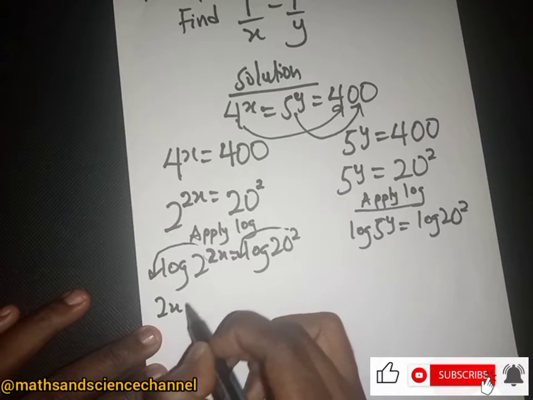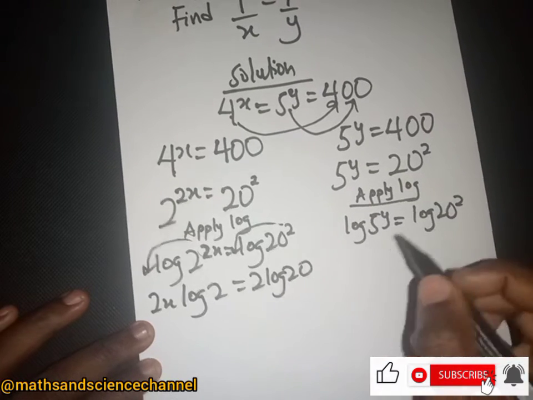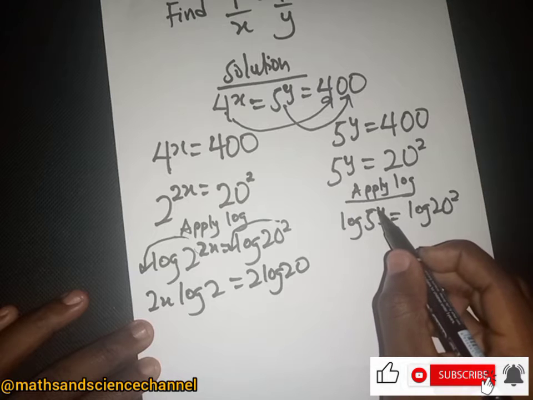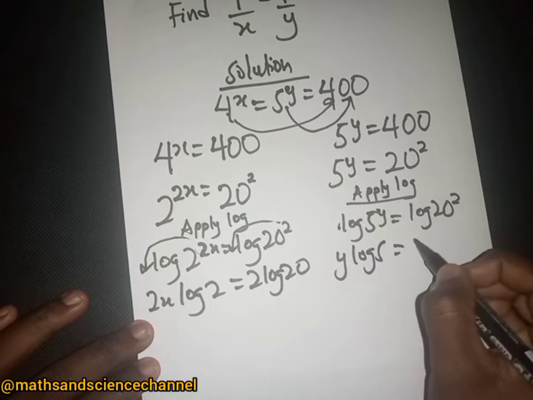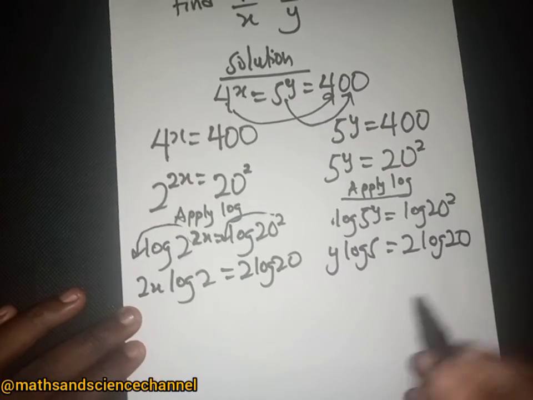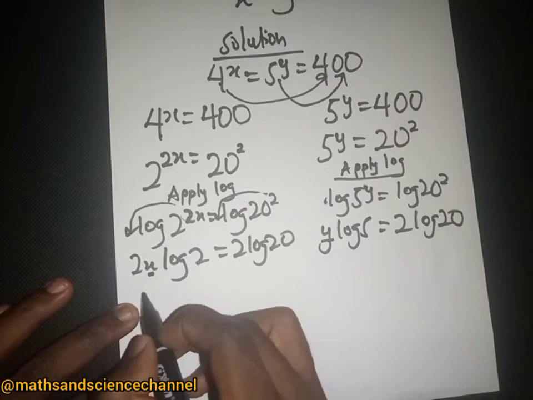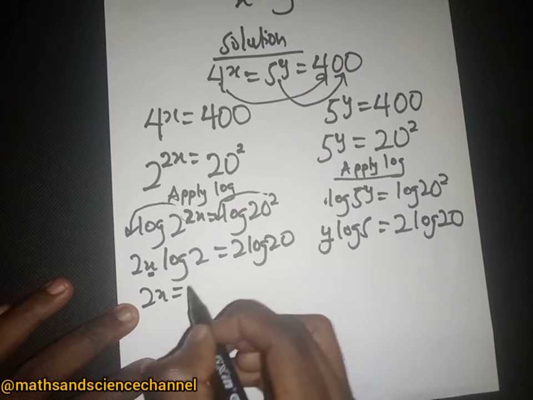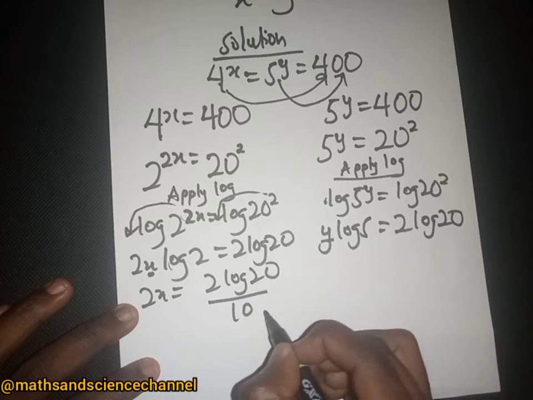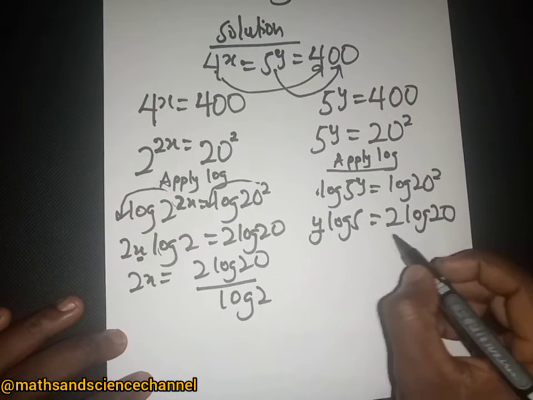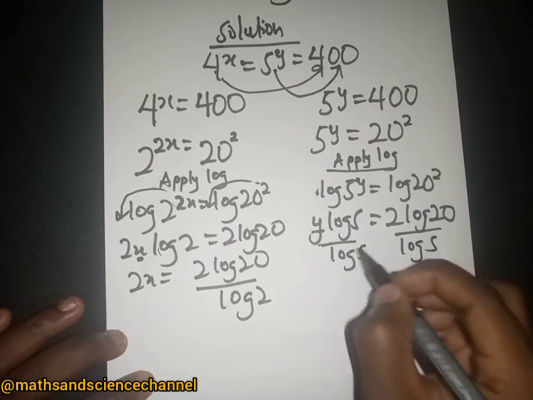So we have 2x log 2 being equal to 2 log 20. Then y drops down, and we have y log 5 being equal to 2 log 20, right? Now since we want to find x and also y, we can make x a subject. So we have 2x. Now this log 2 goes to divide, so we have log 20 divided by log 2, and over here we divide by log 5 on each side. This got rid of that.